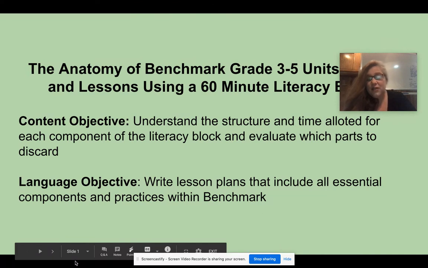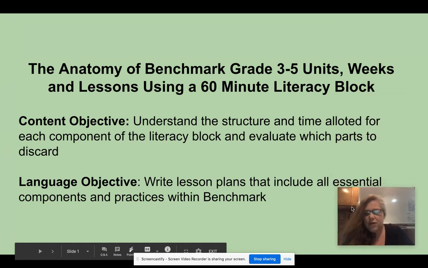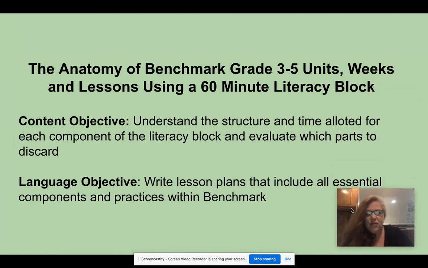I'm going to talk to you today about the anatomy of benchmark units, grades 3 through 5. We're going to look at the weeks, the lessons, and how to condense them into a 60-minute literacy block.